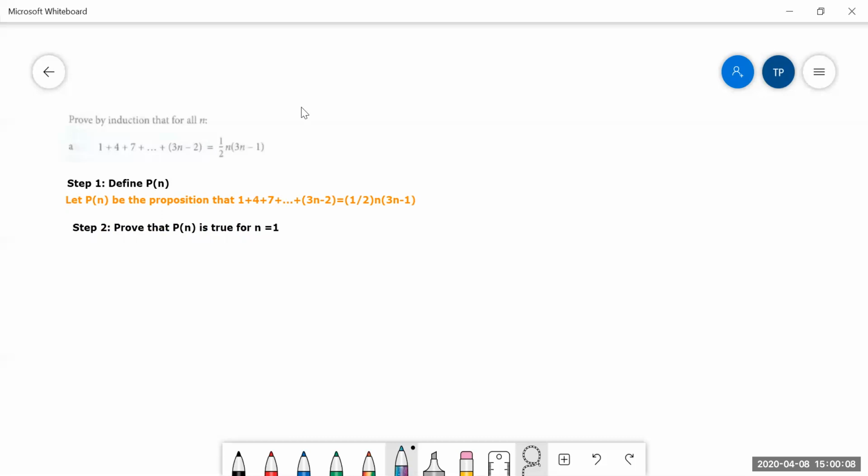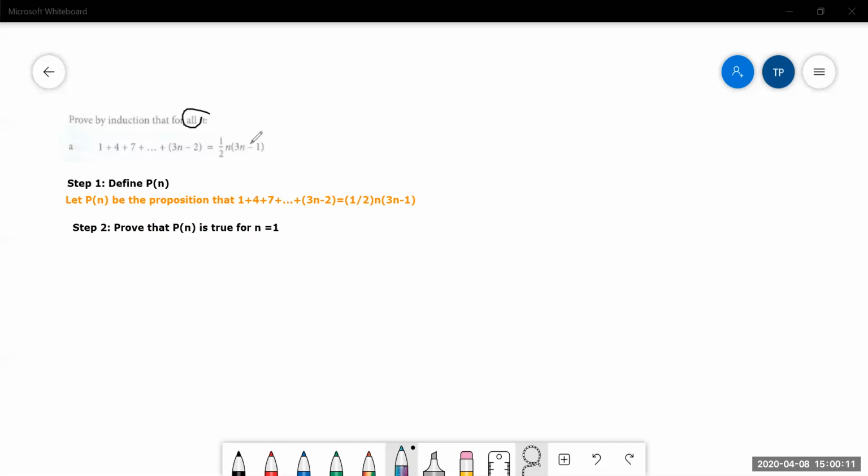Because what they wrote here was all n. But all n could have included 0 as well. They didn't mention what all n is. Usually in an IB question, they will really state, n is greater than or equal to 0, something like that. But in this case, let's take the first number to be n equals 1.